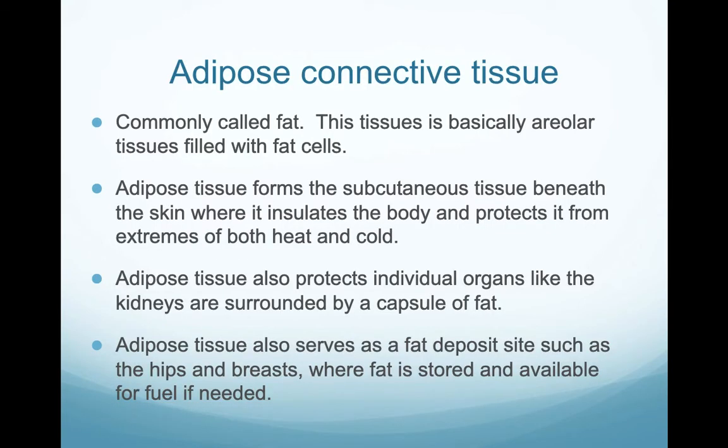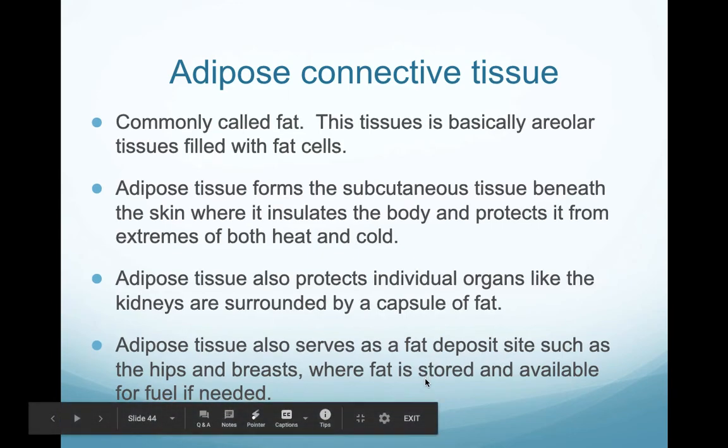Adipose, right, we already know is fat. So this is your fat tissue, is your adipose, which is your fat cells. And you have this subcutaneous. Sub means under, cutis means skin, so under the skin. You have a layer that's for protection and insulation from the heat and cold. You have it on some of your organs. This is what actually holds your kidneys in place in your abdominal cavity so they don't go flopping around.